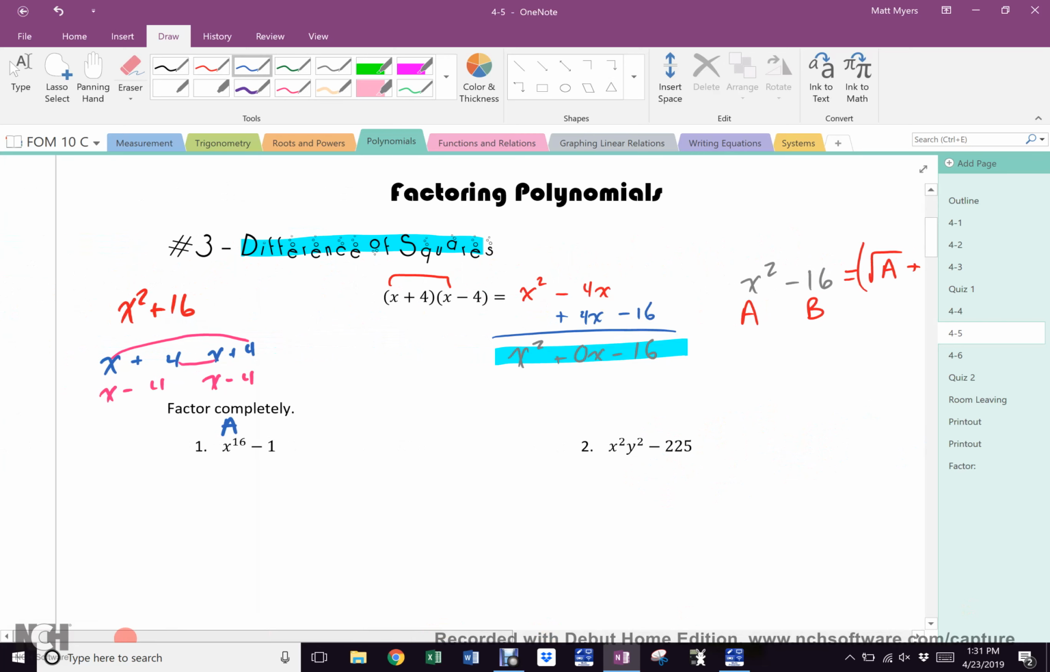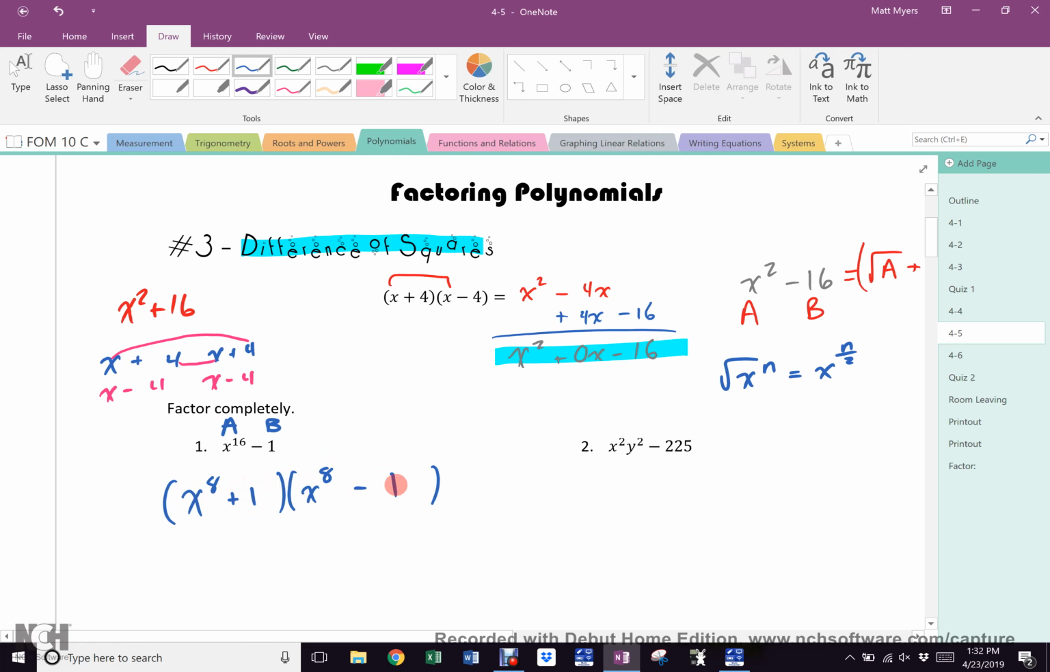So what must I need here to make 16? I need x to the 8th. Because when I multiply, I'm going to add 8 and 8, yes? So what do I need to remember? Not only do I remember that it's even, but the square root of x to an even number is x to that number divided by 2. Everybody cool? Okay, so it's x, 8, and 8. And then this is b. So I've got the square root of a. It's x to the 8th and x to the 8th. What's the square root of b? 1. So it's plus 1 minus 1.